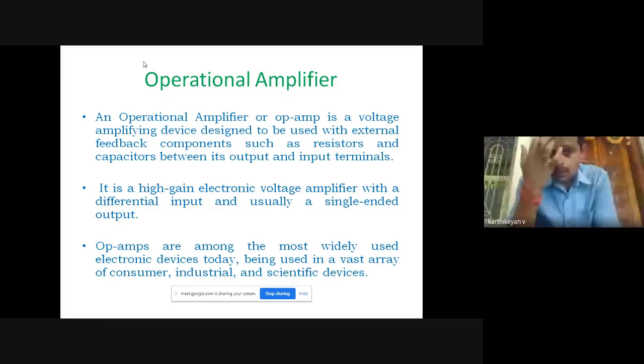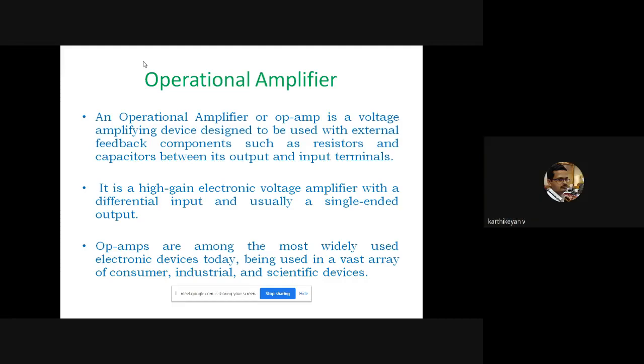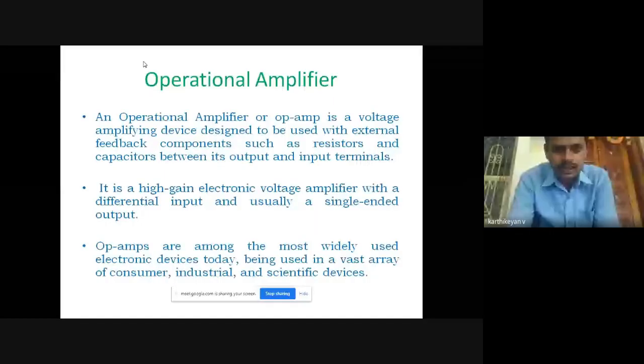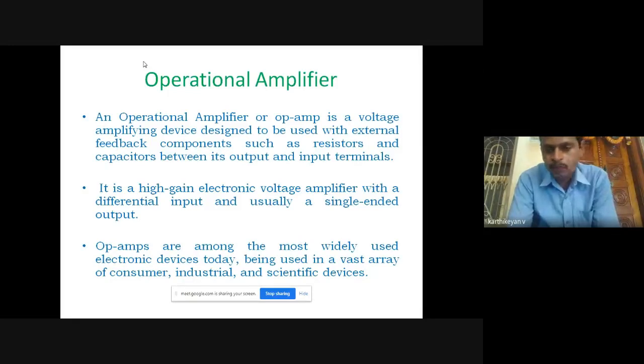Operational amplifier. So all of you know that an operational amplifier is a voltage amplifying device. It is a high gain electronic voltage amplifier with a differential input, usually single output. So an op-amp consists of two inputs and one output. Op-amps are most widely used electronic devices today. It is used in consumer, industrial, and scientific devices.